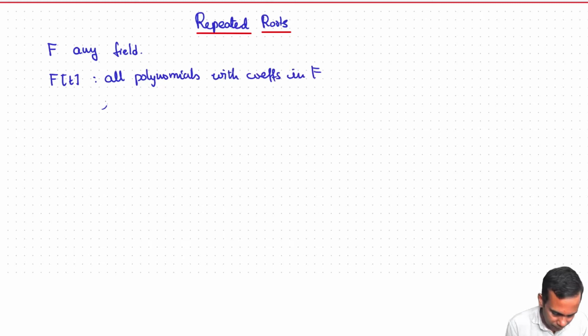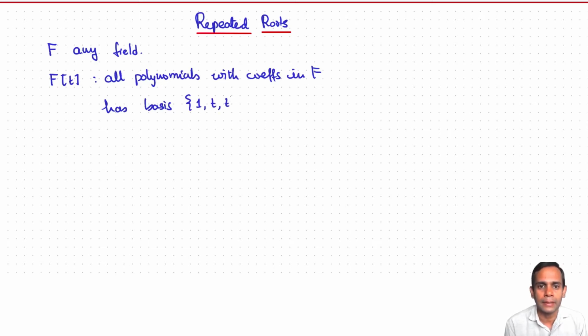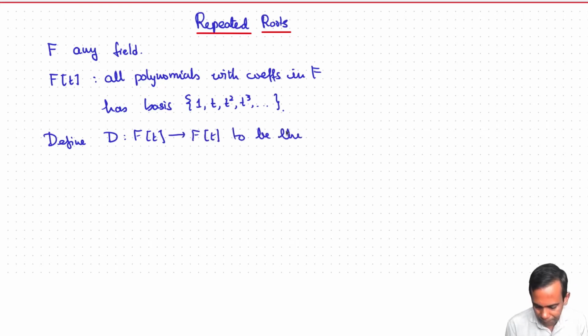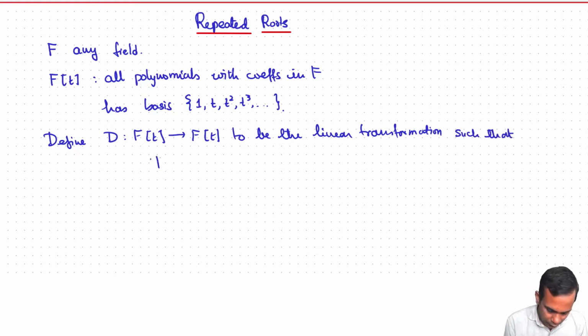And this is an infinite dimensional vector space, and it has basis given by 1, t, t squared, t cubed, and so on. Now you define d from F[t] to F[t] to be the linear transformation. Well, to define a linear transformation, I just need to tell you what its values are on a basis, such that d of t to the power n is n times t to the n minus 1 for all n greater than or equal to 0.